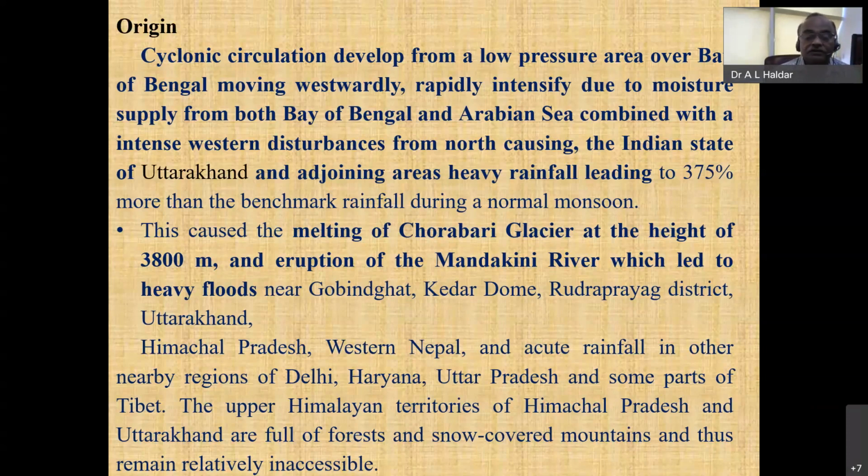The Chamoli glacier was at a height of 3,800 meters. These floods affected the Chamoli glacier, it cascaded and affected the flood. Not only Uttarakhand, but Himachal Pradesh, part of Nepal and other places were affected by the interaction with the cyclic circulation, which caused the flash flood in this region.